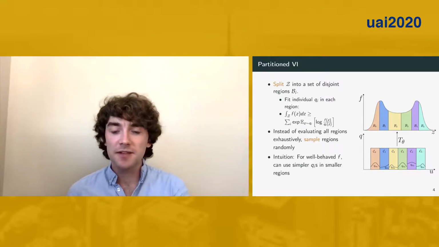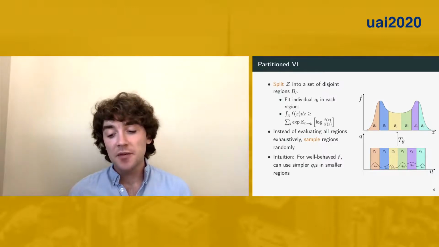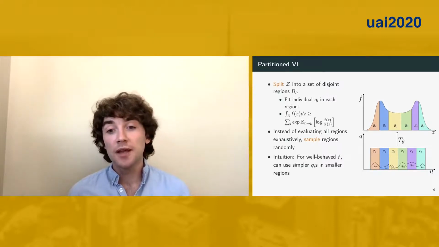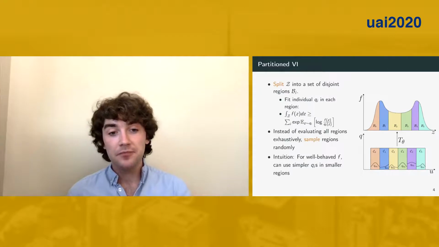So why might we expect this to be useful? Well, if we have an f which is well behaved, then we might expect it to be smoother in the smaller length scales of the subregions, which means we can get away with using simpler variational distributions.